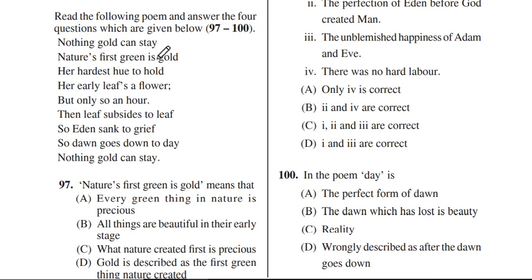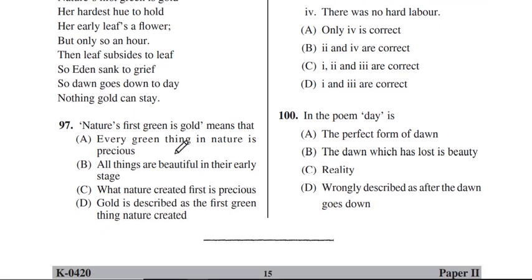Nothing Gold Can Stay. Nature's first green is gold, her hardest hue to hold. Her early leaf's a flower, but only so an hour. Then leaf subsides to leaf. So Eden sank to grief, so dawn goes down to day. Nothing gold can stay.